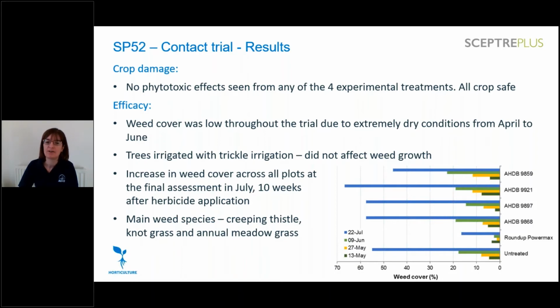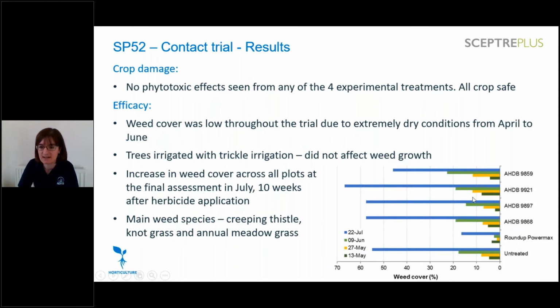So if you have a look at the graph that I have here, really we want to be looking at the blue bars. So that was the final assessment on the 22nd of July. So we have the untreated down the bottom here, and then the products going up here. So you can see that this is the grower standard, this was doing very well. And then here we've got the experimental products. But as I said, remember that we're starting to see weeds coming through at that stage anyway, because we were just looking at the contacts.